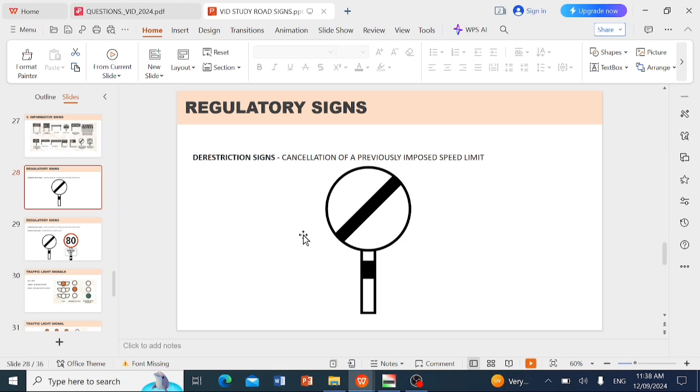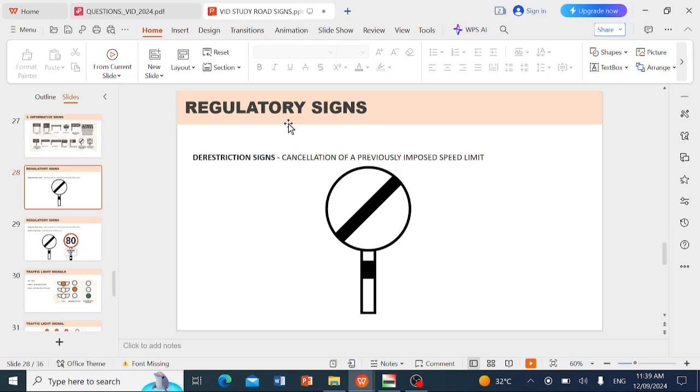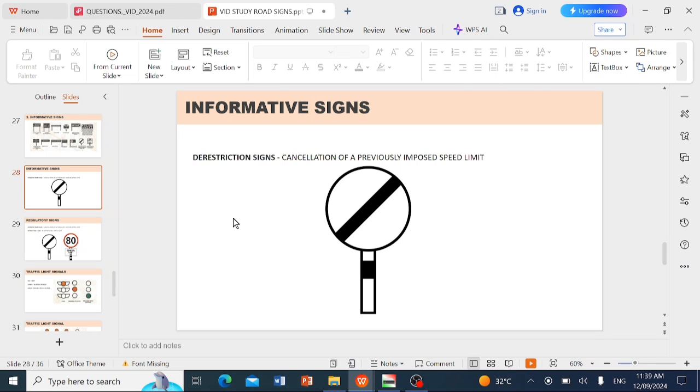So this is most probably the sign in the informative class that I should stress on. Actually, this is supposed to read informative sign here. Sorry about that, let me just correct that. Just a second. So here, informative sign. This sign is in the informative class in the sense that it's now cancelling that 80 kilometers per hour. So it's a cancellation of a previously imposed speed limit.